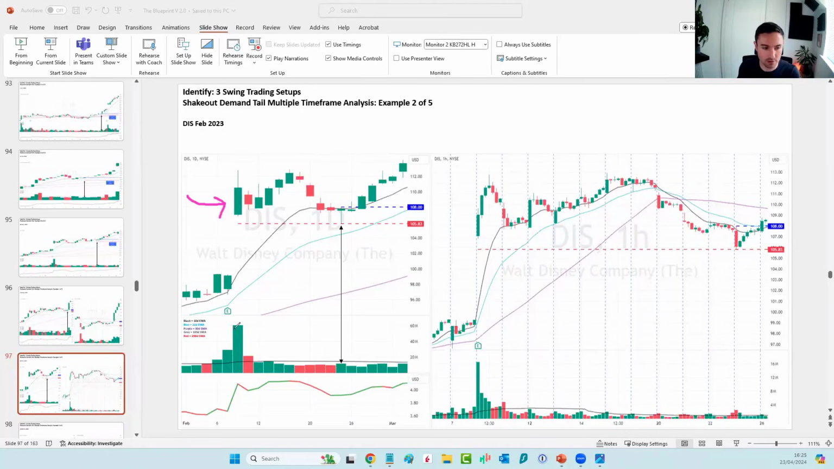That's a very good earnings reaction, right? You have really good volume coming through. You have a big improvement in the relative strength, and then the stock pulls down and you get this shakeout demand tail. Okay, so we're looking at this shakeout demand tail here. Nearly pointed to the wrong bar, but this shakeout demand tail here.